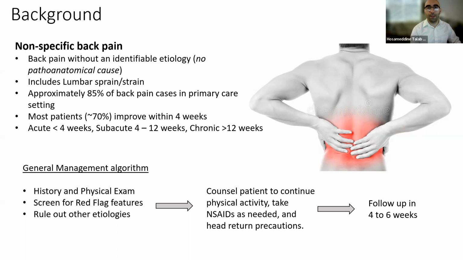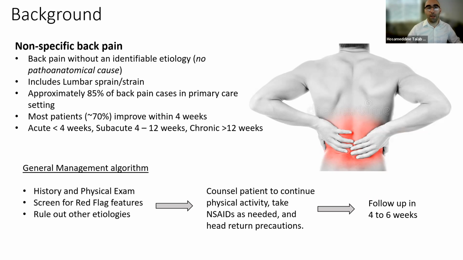And this also includes the term lumbar sprain, since the term in and of itself can't really be measured or quantified. Approximately 85% of people who present with back pain to the primary care clinic are eventually diagnosed with nonspecific back pain, and 70% of patients with nonspecific back pain improve within 4 weeks. Furthermore, it can be subclassified based on duration into acute, subacute, and chronic. So acute is less than 4 weeks, subacute is 4 to 12 weeks, and chronic is more than 12 weeks.